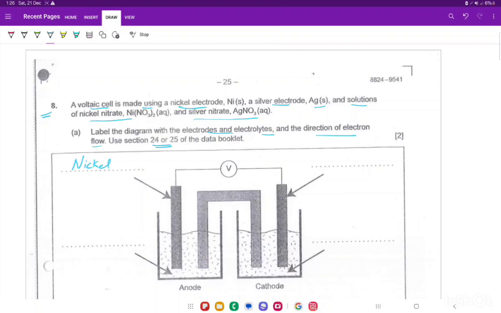The electrolyte here will be nickel nitrate, Ni(NO3)2 aqueous solution, as my anodic electrolyte. Whereas the cathode will be silver. Silver will be my cathode, and silver nitrate, AgNO3 aqueous, will be the electrolyte of this cathodic container.